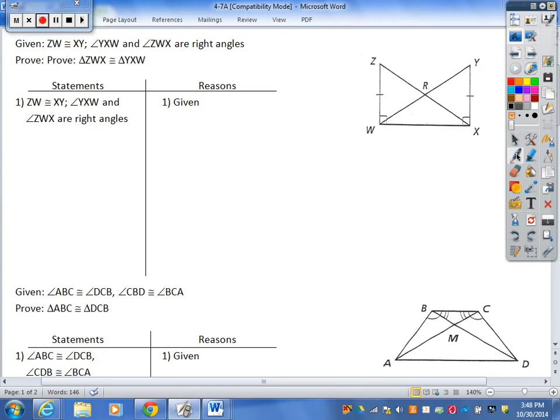Anyways, here's the goal of today's lesson. I'm going to be giving you different proofs, and I'm going to ask you to basically identify what parts are overlapping in order to know how to solve certain problems.